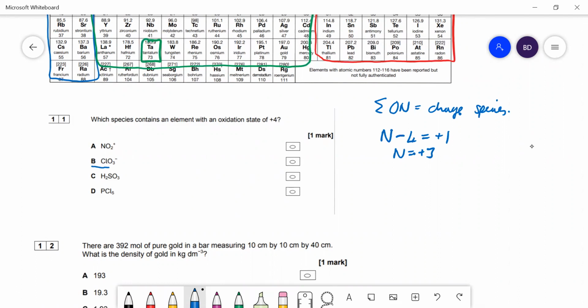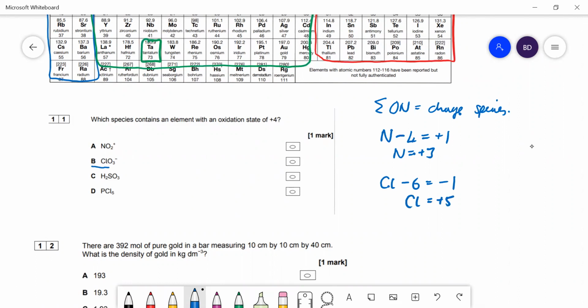Let's do B. We've got sigma again for the oxidation numbers. We've got chlorine, we don't know. Oxygen is always -2, and there are 3 of them, so that's -6, and the total is equal to -1, the charge on the species. So Cl is equal to +5, so it's not that.